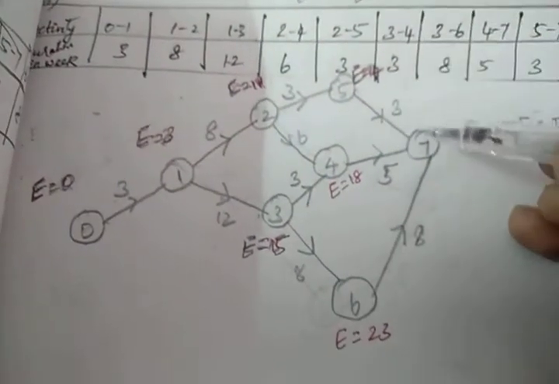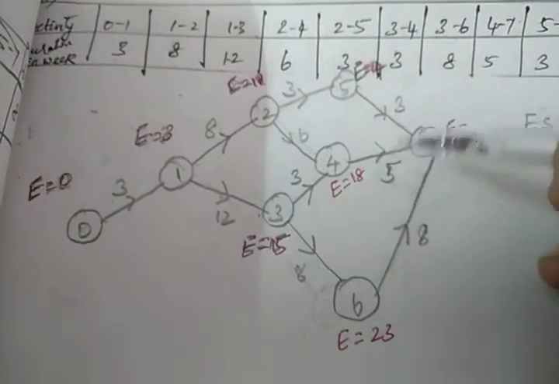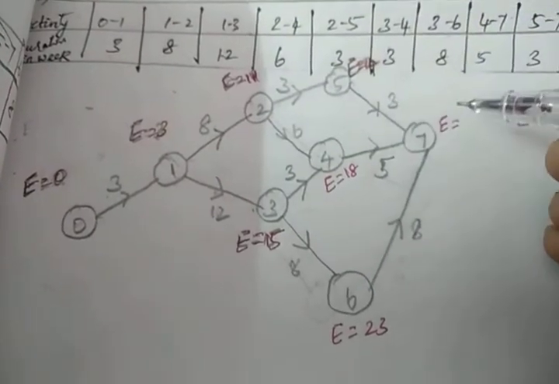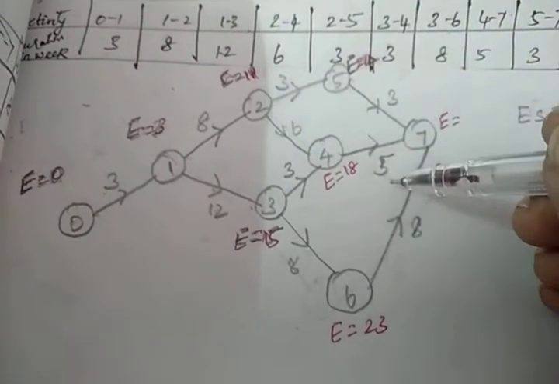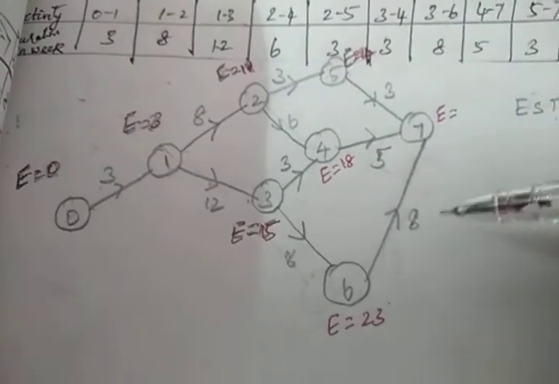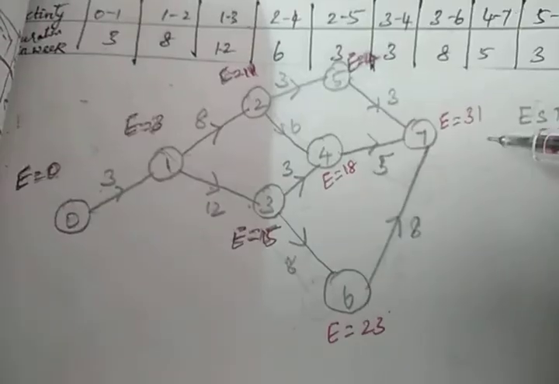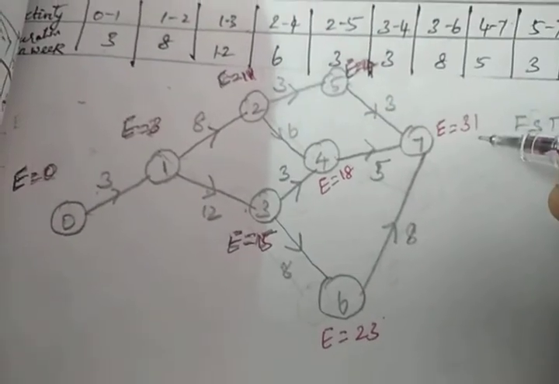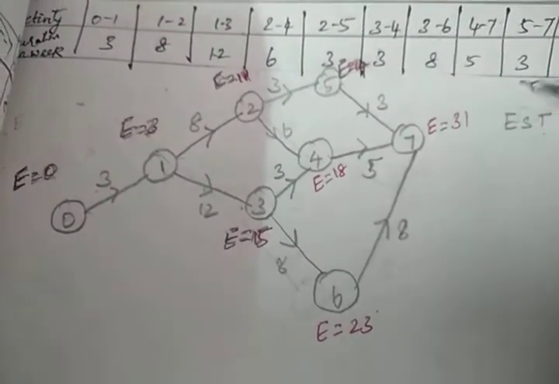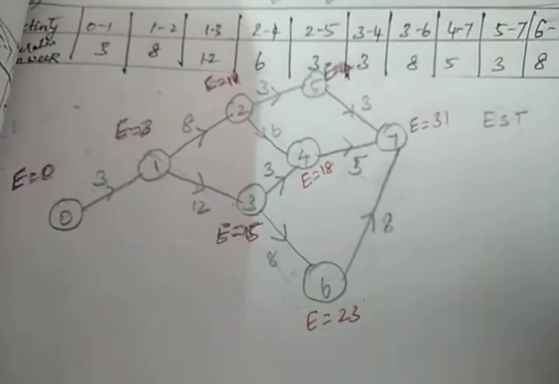Now for the 7th node, 3 activities are coming in. 14 plus 3, 17. 18 plus 5, 23. 23 plus 8, it is 31. So out of all these 3, 31 is the biggest. So I am writing the biggest value. Now the earliest starting time is over.